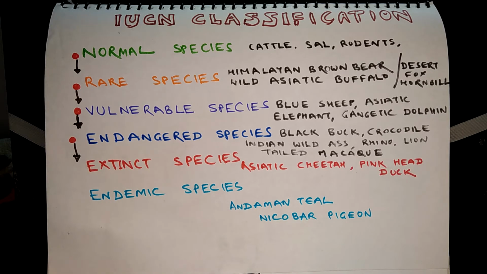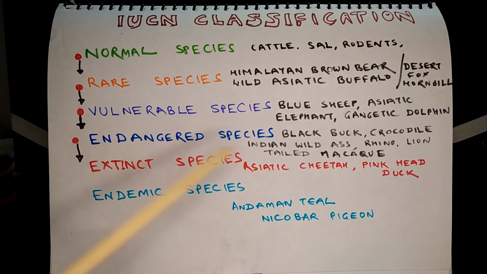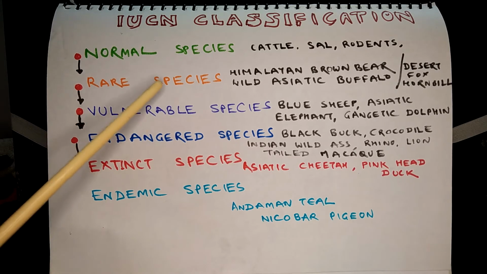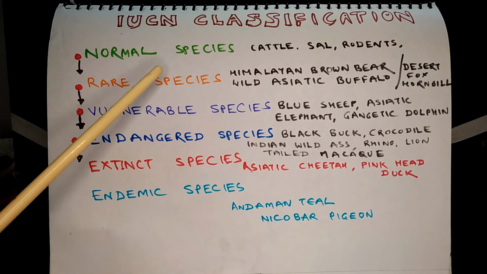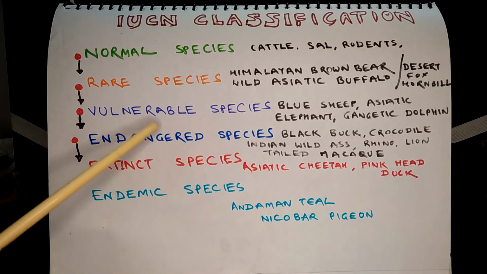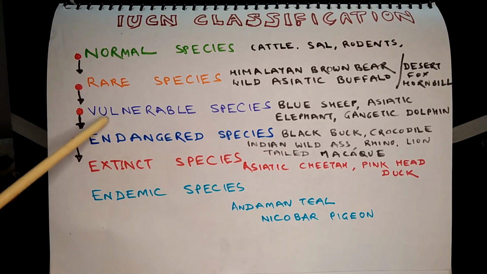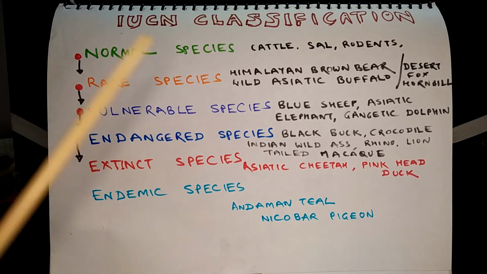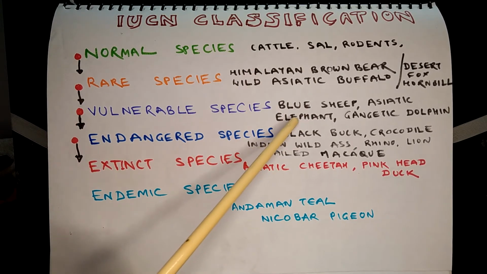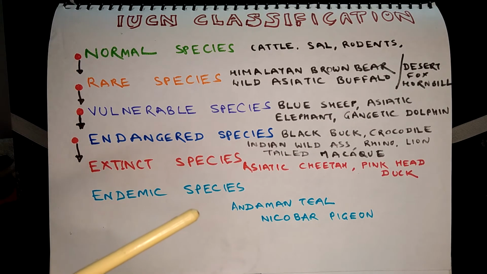If the population falls down and the species is at the verge of becoming vulnerable or endangered, then it is called rare species. So examples are Himalayan brown bear, wild Asiatic buffalo, desert fox, hornbill, etc. If the population further goes down and the species is at the risk of becoming endangered species, then it is called vulnerable species. So blue sheep, Asiatic elephant, Gangetic dolphin, these are examples of vulnerable species.